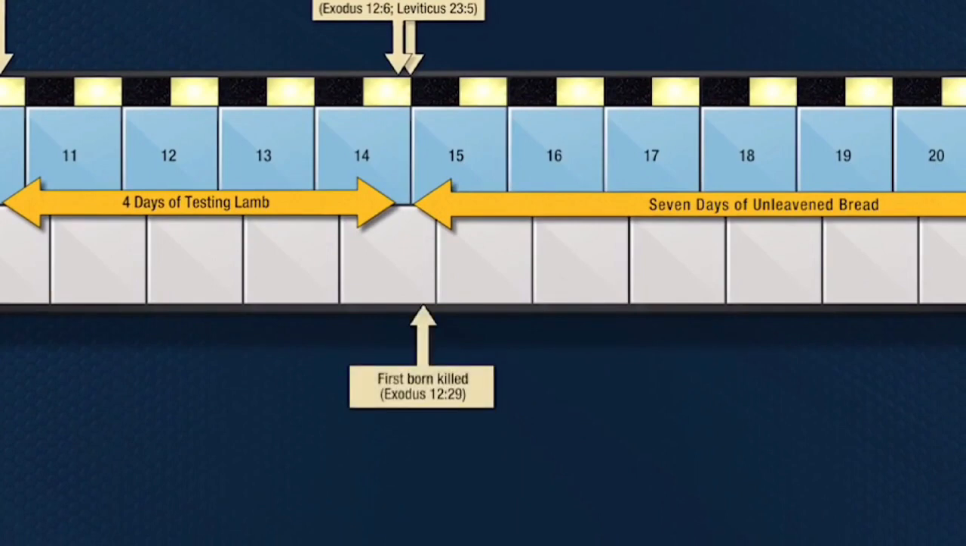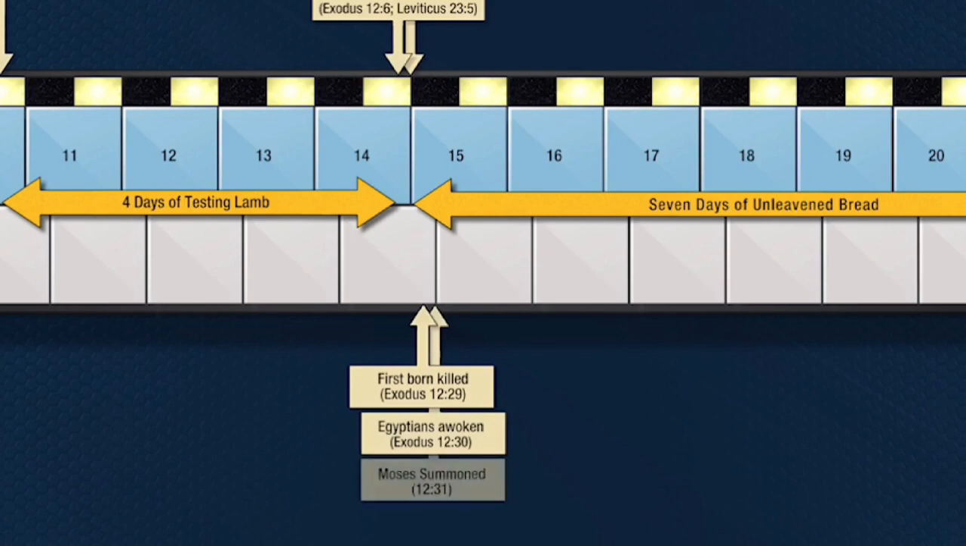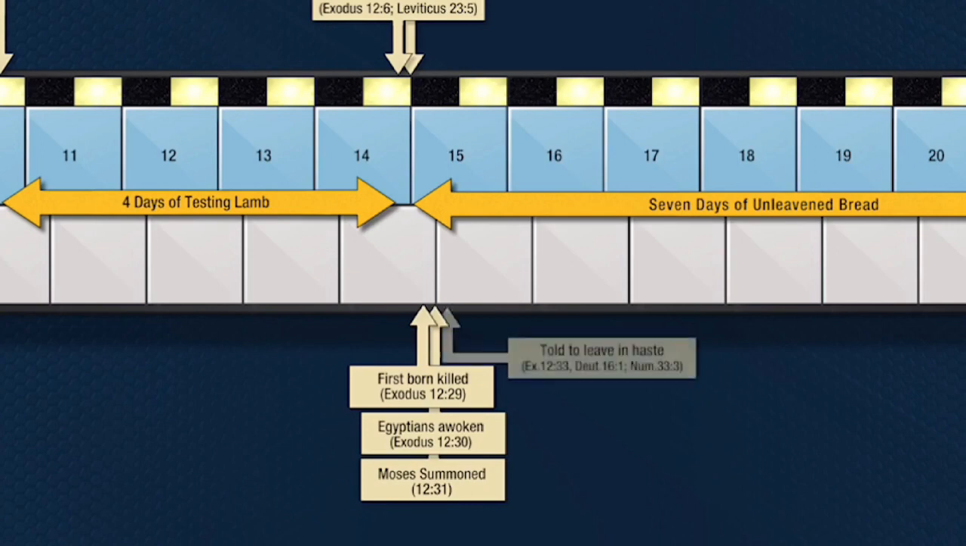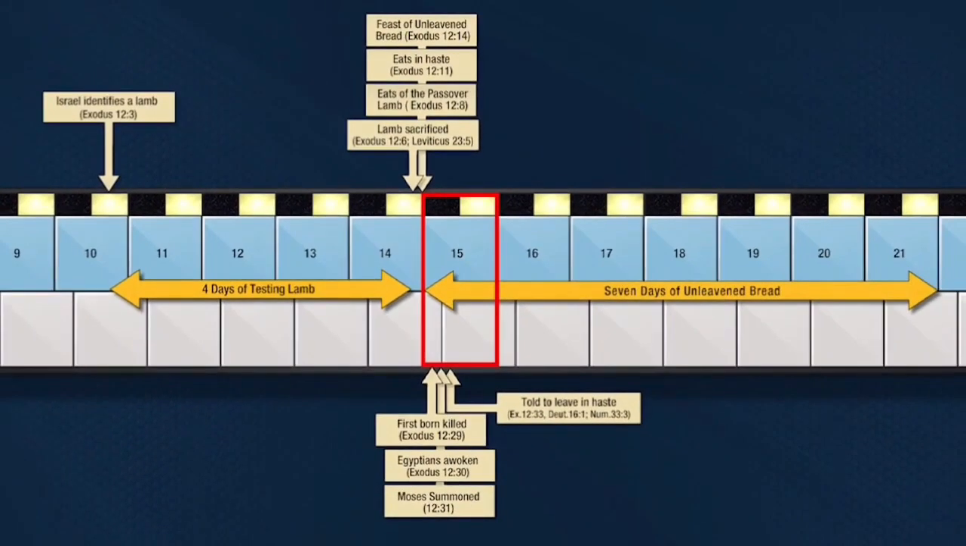Number 6, in the middle of the night, Yahweh struck down the firstborn of Egypt. Number 7, Pharaoh and all the Egyptians woke in the middle of that same night. Number 8, Moses and Aaron were summoned to see Pharaoh in the middle of that same night, and he tells Israel to leave. Number 9, the Egyptians were urgent and told Israel to leave in haste that same night, the 15th day of the month. Notice in all of this, and this is important, we went from the 14th day in which the Passover was sacrificed to the 15th day before morning even occurred.